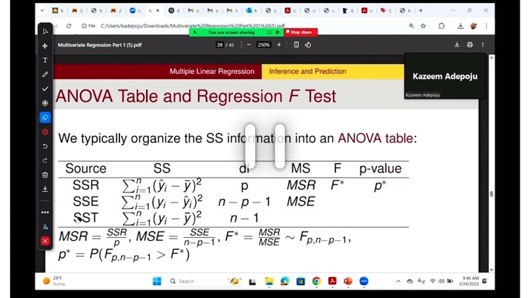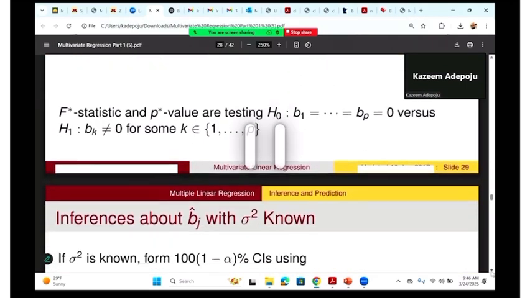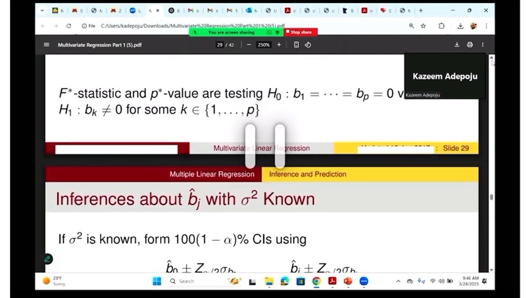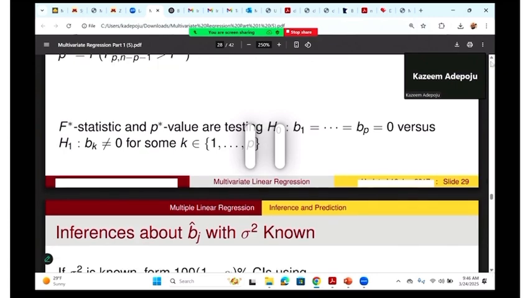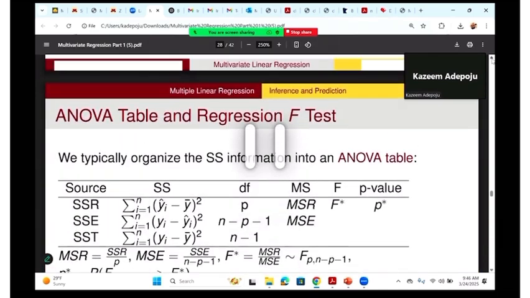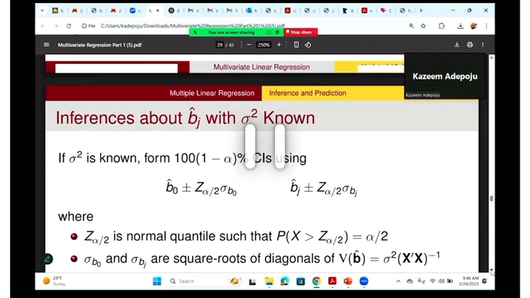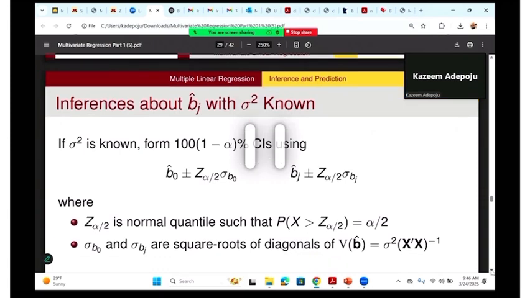That is the ANOVA table that I just talked about. Now, you see what I just said? The H0, B1 up to Bp, they are all 0 versus the alternative. That's what you are testing. Like I said, you use this when the variance is unknown. You use the MSE. But what of a situation where the variance is known?